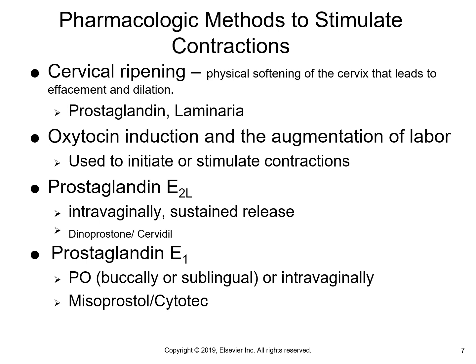Prostaglandin, either your E2 or your E1. Your prostaglandin E2, this is given intravaginally. This is a sustained release. It's what we call dinoprostone or Cervidil. And I'll show you later on in the next slide. Prostaglandin E1, this one is given either by mouth, buccally, sublingually, or intravaginally. These medications are your misoprostol or your Cytotec.